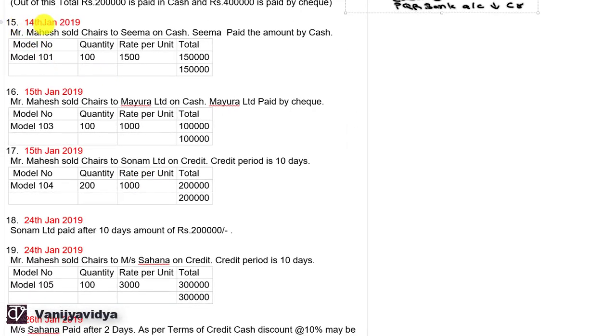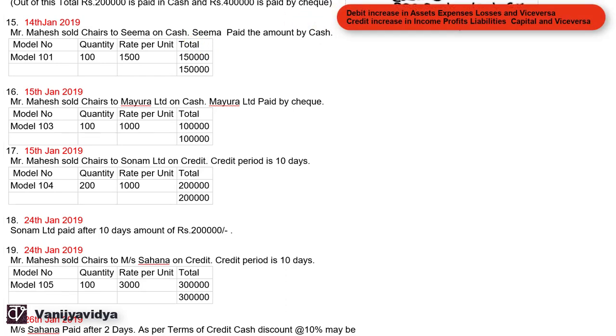Transaction 15, 14 Jan 2019. Mr. Mahesh sold chairs to Seema on cash. Seema paid the amount by cash, and we have details of model number, quantity of chairs sold, rate per unit and total. Total amount is 1,50,000. So there is a sale of goods. Now for the purpose of journal entry, this amount of 1,50,000 is relevant, and the rest of the details, that is model number, quantity and rate per unit, will be useful for our stock register.